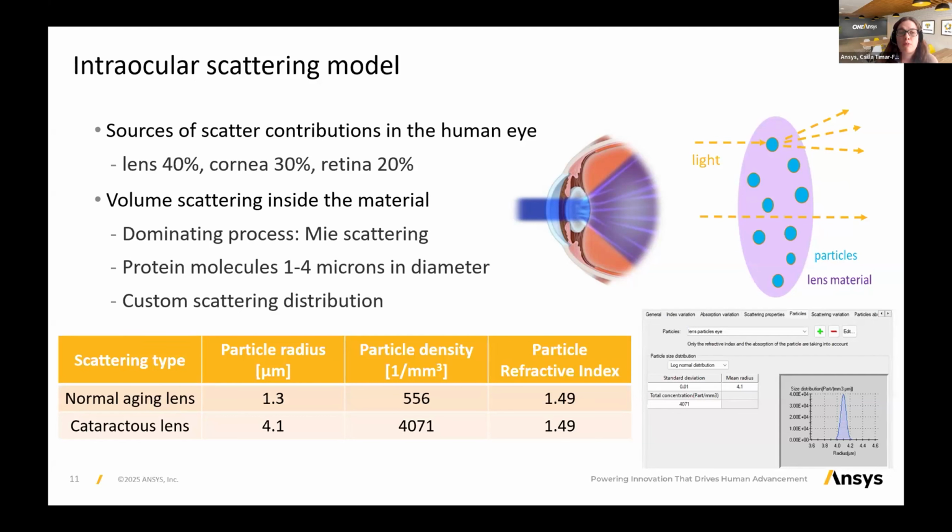To start with the most prominent one, we can introduce volume scattering inside the materials. We can do that by defining the protein molecules which cause the scattering effect and describe the dominating mean scattering, and customizing the model by defining the radius, the density distribution, and the refractive index of those particles. With this, we can model different scenarios, such as a normal aging crystalline lens or a crystalline lens with a cataract affected.